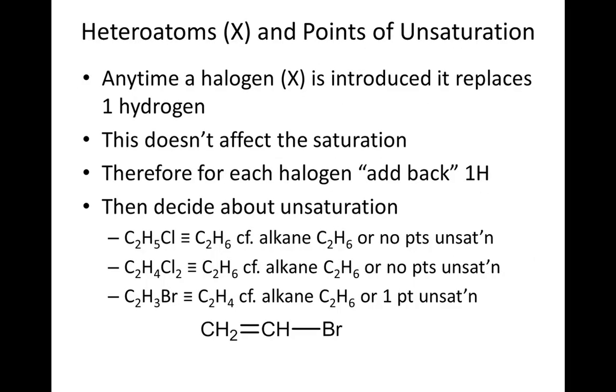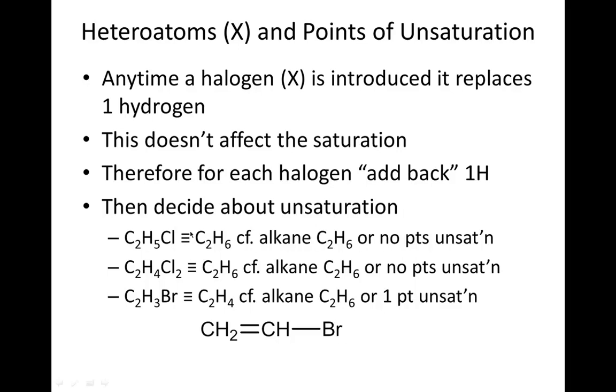If you have heteroatoms that are halogens, you have to, again, think about the simplest case. It's not going to really affect the points of unsaturation, but in order for us to figure that out, we need to think about the fact that when you put in a halogen, you have to replace a hydrogen. And so in order to determine points of unsaturation, we're going to put back 1 hydrogen for every halogen that we have in the formula. And then we'll figure it out.